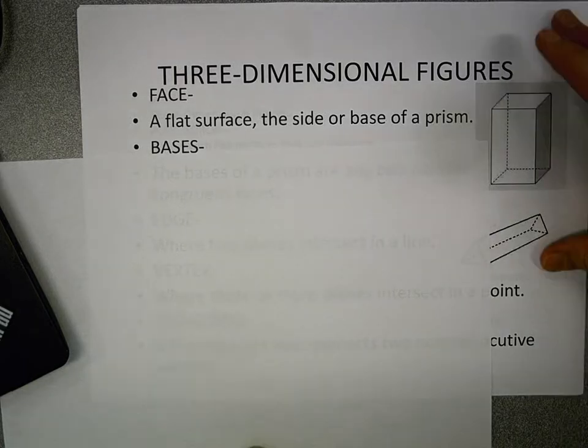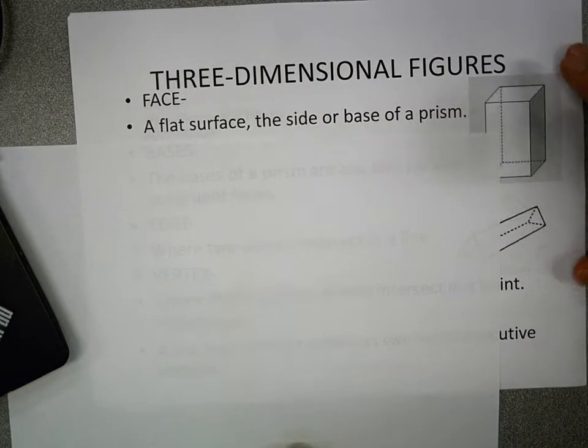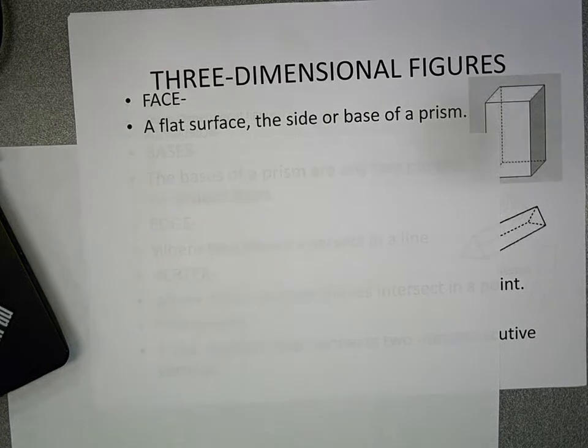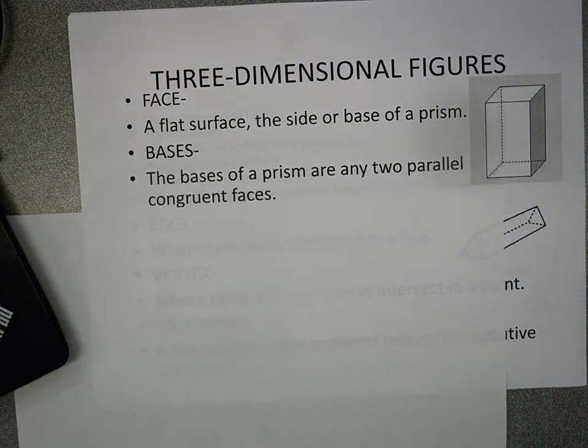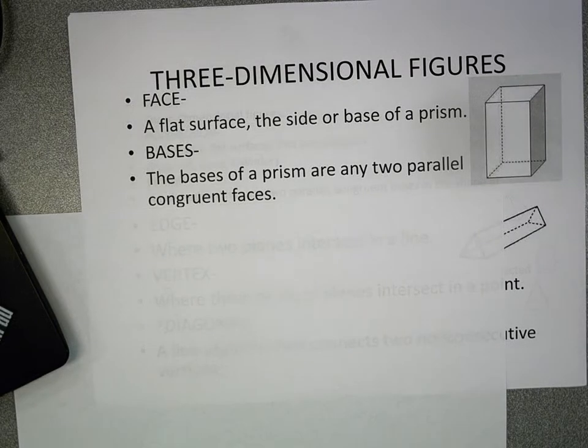There is one type of face that is a little more important than the rest, especially when it comes to prisms, and that is something called a base, or bases. Everyone? Bases. All right, so here's what a base is. The book says the bases of a prism are any two parallel congruent faces. Now, on a rectangular prism, you talk about a congruent face that's parallel. It's like a twin on the other side.